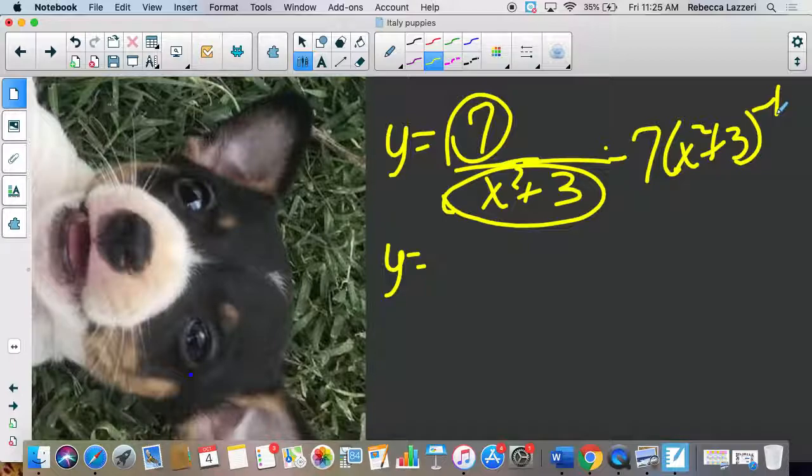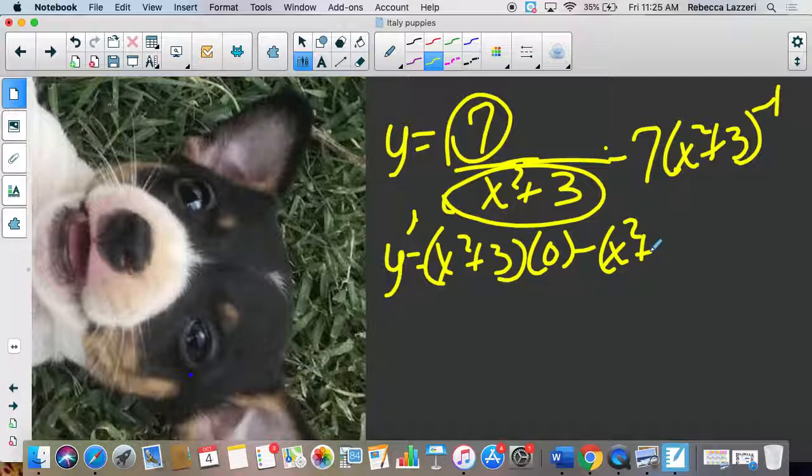So let me show you with this one. What if I had done the quotient rule? Low. Look what I did, girls. After y, I'm taking the derivative, I said y prime. Now I'm going low d high. The derivative of 7 is 0, minus high.